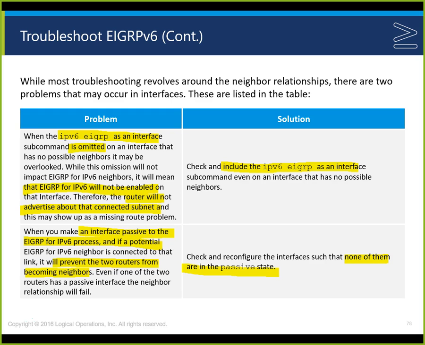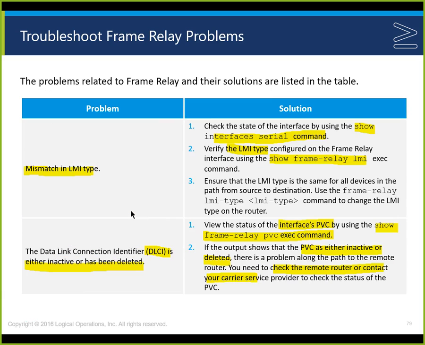It won't participate then. But if you come up with one where it's not showing up in the route table, be sure that the commands are there. And if EIGRP v6 isn't working in general, be sure that you've given EIGRP v6 the no shutdown command.